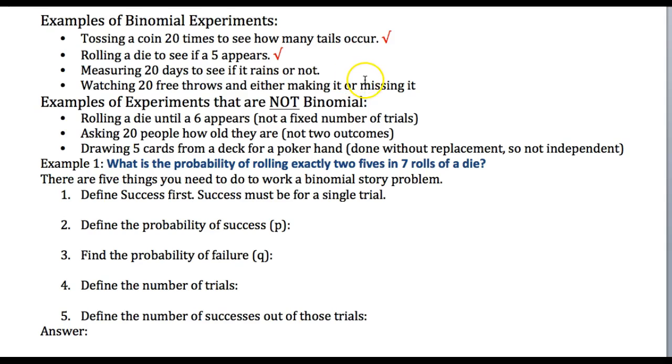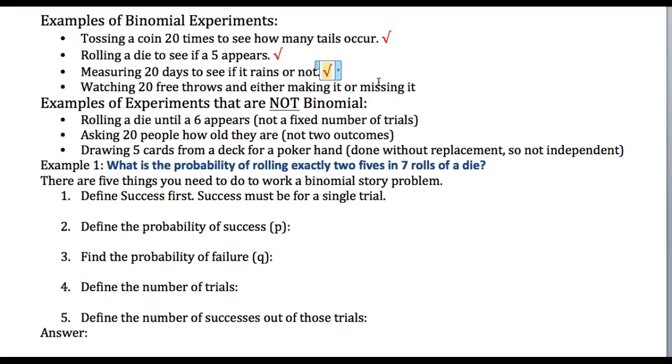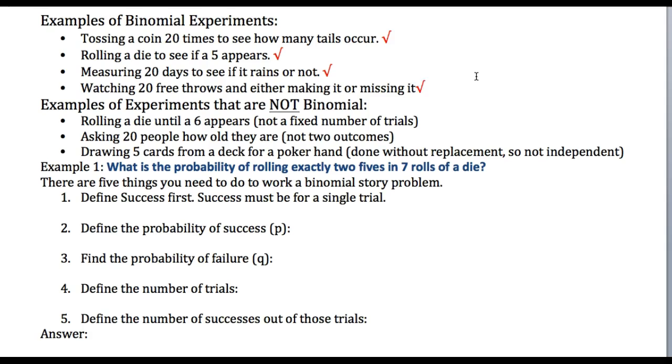Measuring 20 days to see if it rains or not. The two conditions, rains or not. You might say they're not independent, different things, but whatever. And then watching 20 free throws and either making or missing it. As long as the free throws are independent and they rely on the overall percentage that somebody usually makes, then we're going to go with that as a binomial experiment.